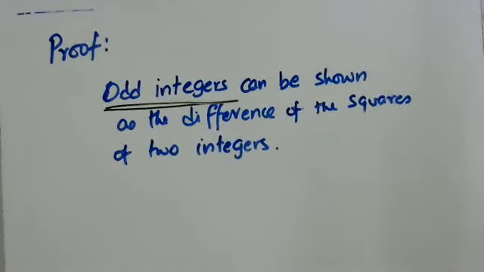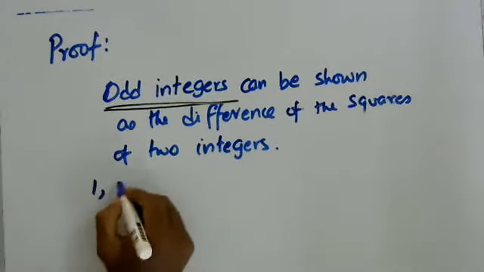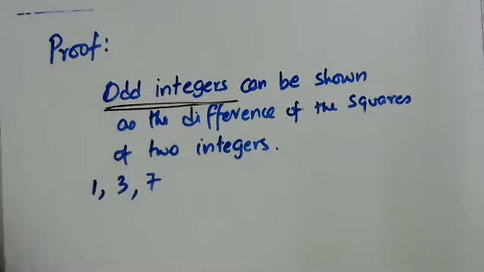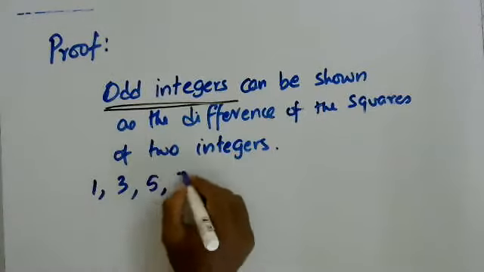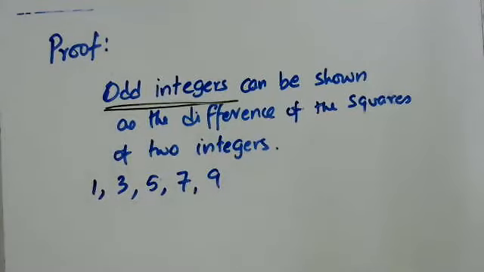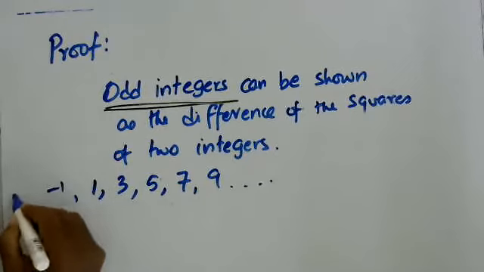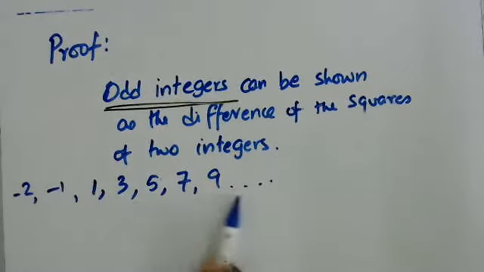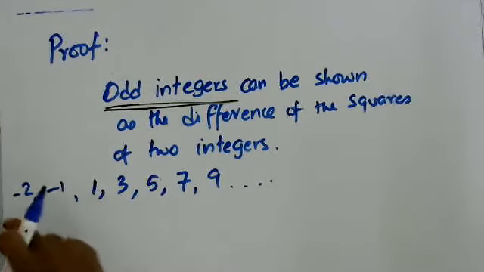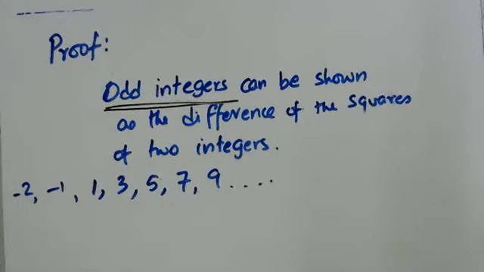Okay. So to tackle the problem from another direction, we can take different odd numbers. So we took 1, we took 3, we took 5. We can take 7, we can take 9, any odd number like this. And what we have to prove now is that all of the odd numbers possible in this series, in fact going to minus 1 also, can be formed by finding two numbers such that if you square those numbers and find the difference, you will get every odd number in this sequence. Now, that is very important.